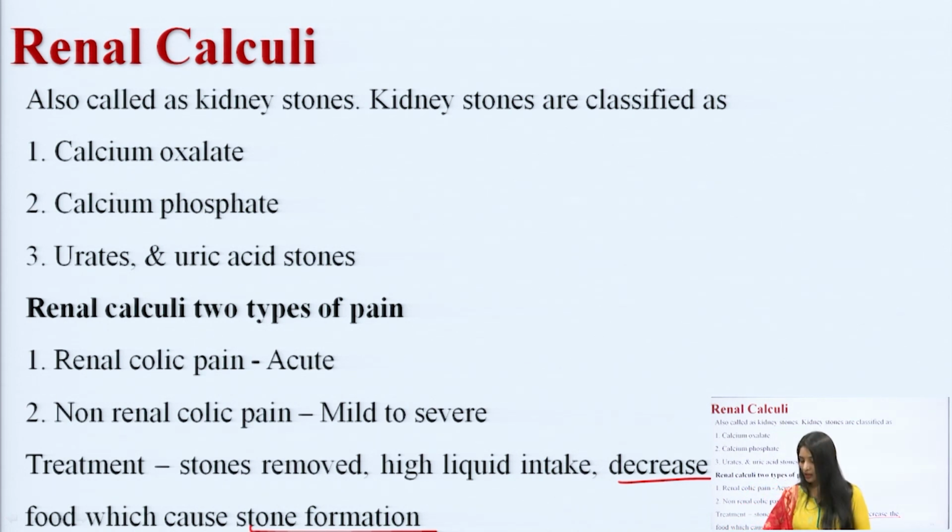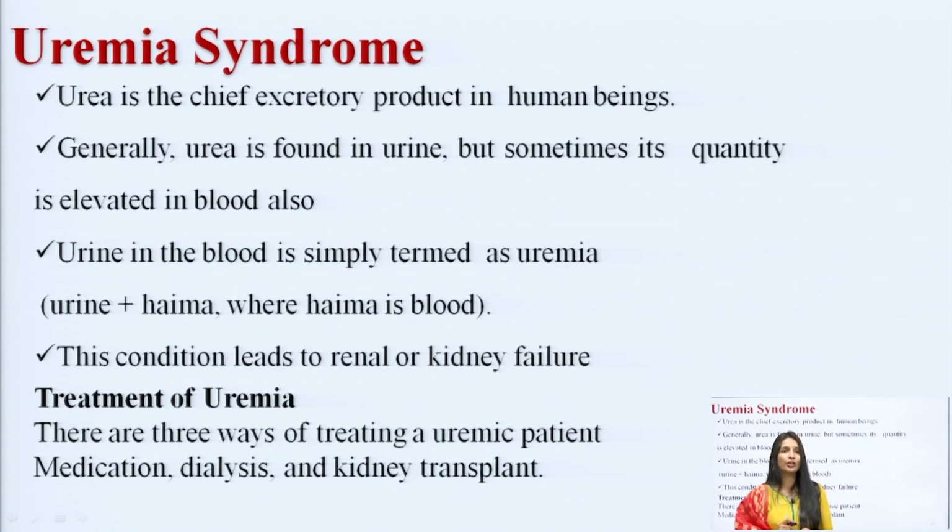This was the treatment for the renal calculi. And next we will go with the uremia syndrome. So what is uremia? Urea is the chief excretory product in human beings.